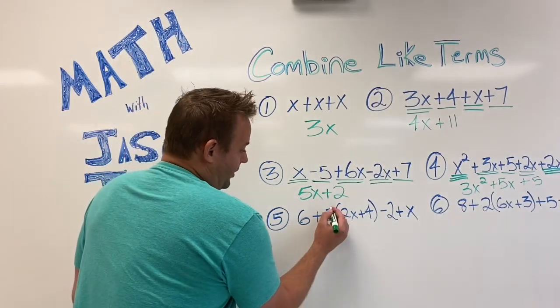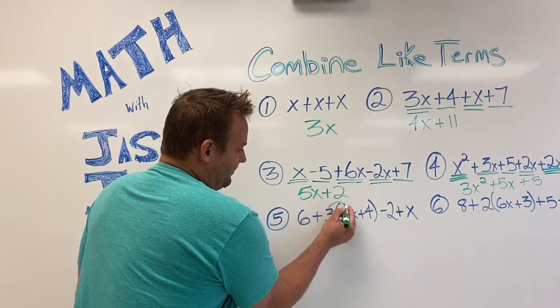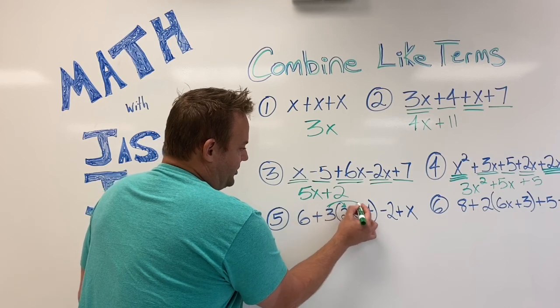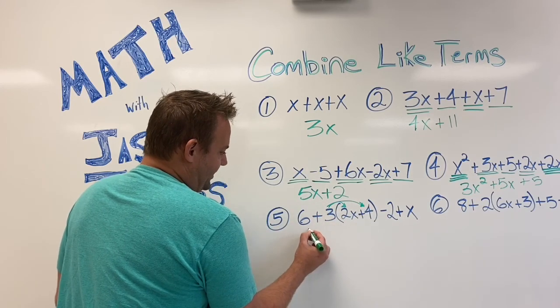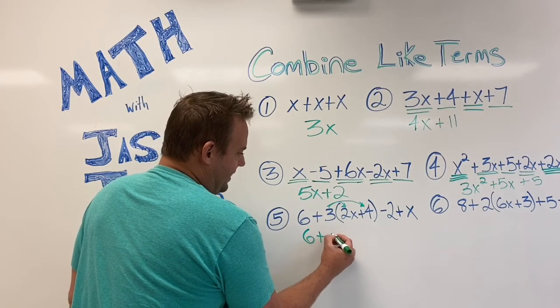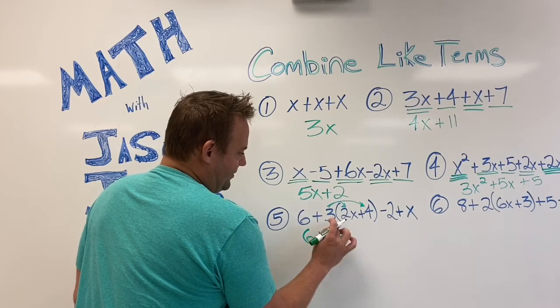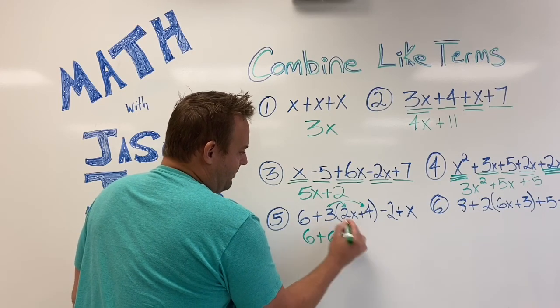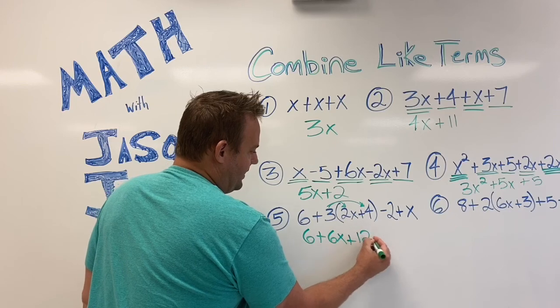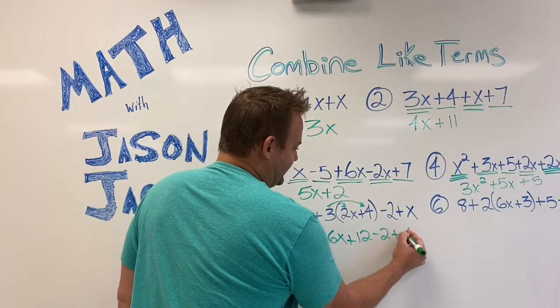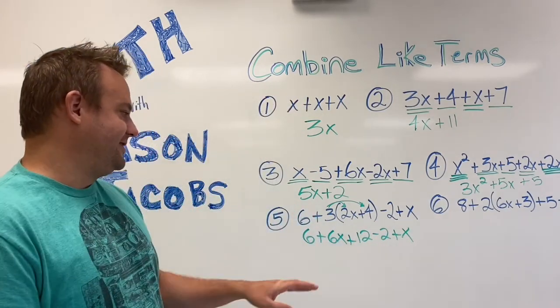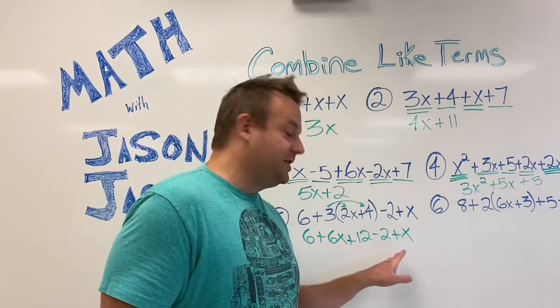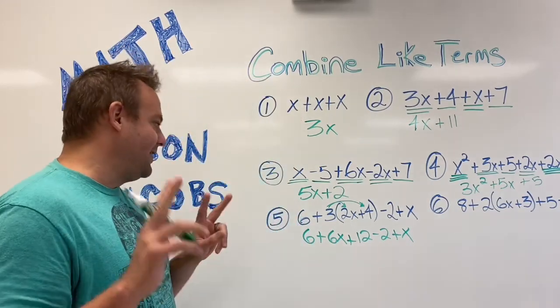So we're going to do the distributive property here. The 3 distributes to the 2x and the 4. And I'm going to rewrite this here as 6x, 3 times 2x is how I got that, plus 3 times 4 is 12, minus 2 plus x. So that simplifies there. Now we have terms that I can work with to combine like terms.